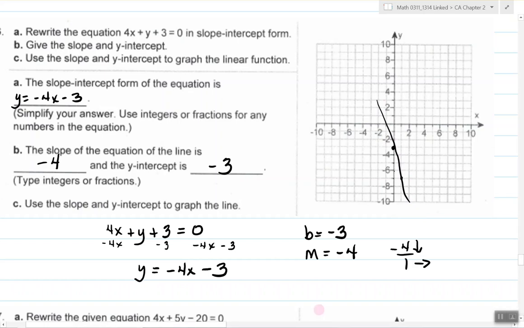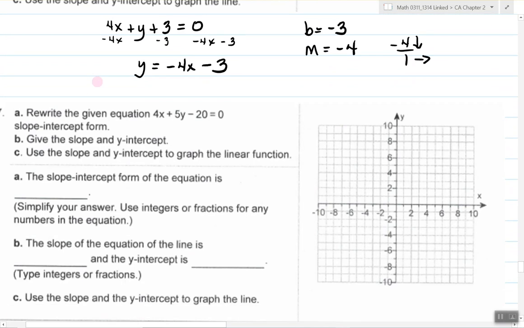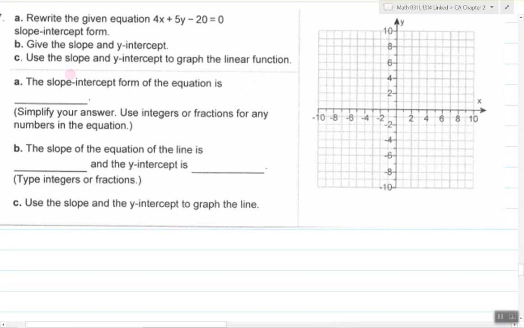All right, let's do some more of this. Once again, you might be given the equation of a line in some form other than slope-intercept. So if I have 4x plus 5y minus 20 equals 0, and I needed to solve for y, I would first get those 2 terms that I don't want there to the other side. So I subtracted 4x from both sides.